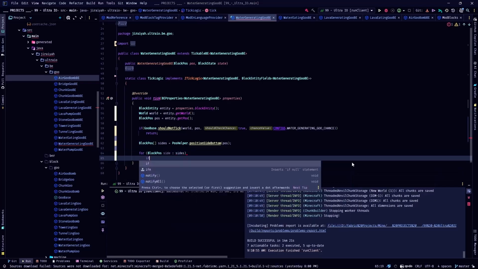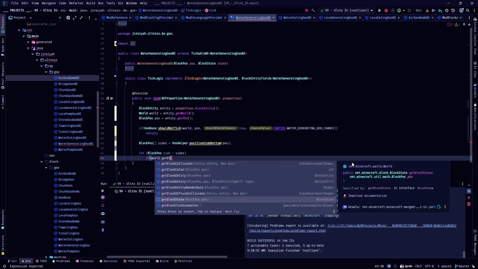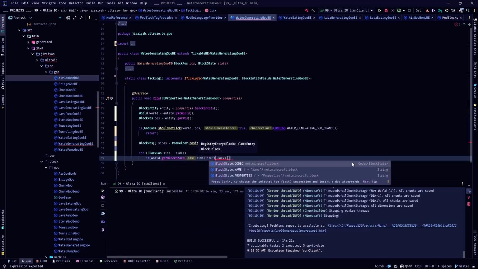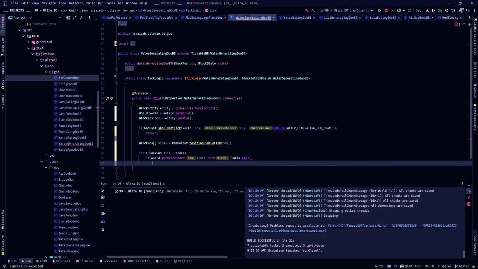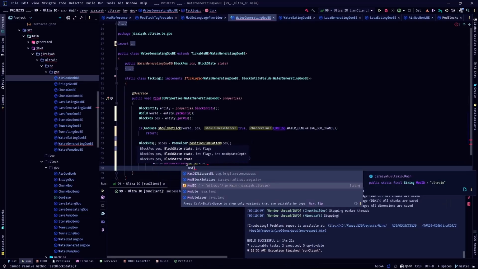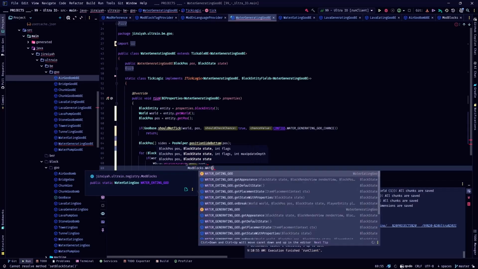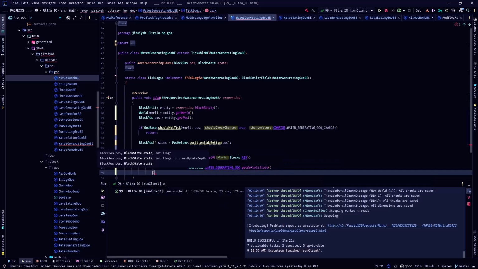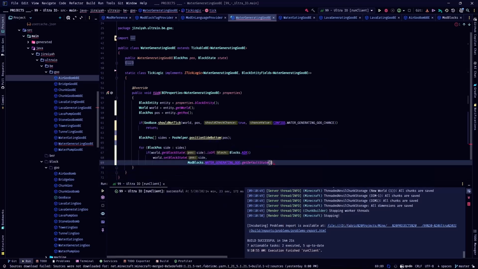We want to check if the world.getBlockState at the side is of Blocks.AIR. If we are air, then we say world.setBlockState at the side, comma ModBlocks.WATER_GENERATING_GOO.getDefaultState(), and then on top of that, actually let me do it in the same line. We say .with, and here we want to assign, we say Properties.POWERED. Okay, and finally we want to activate it. So instead of false, we should say true.